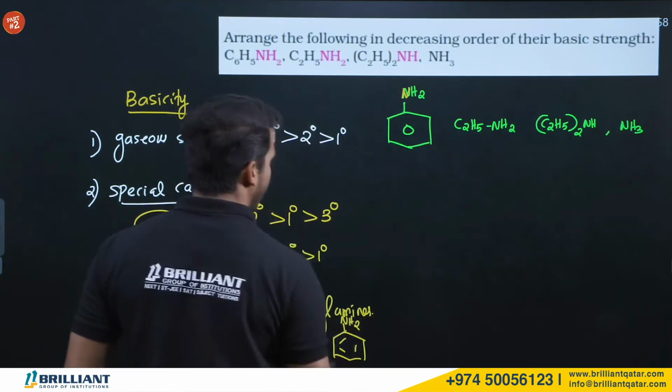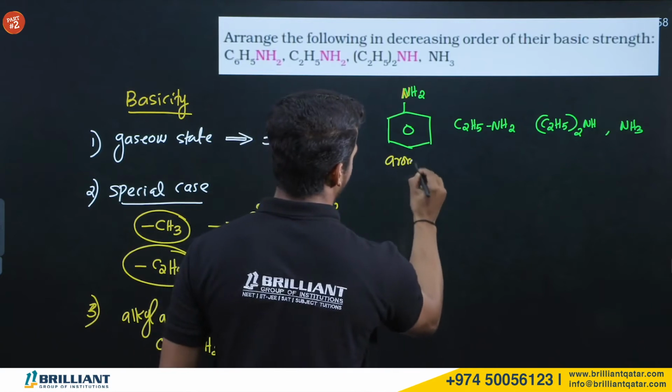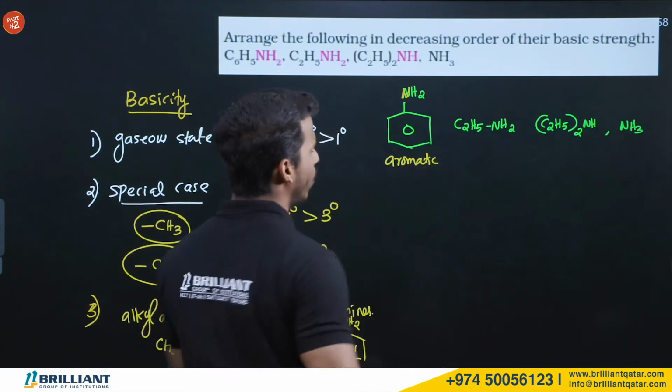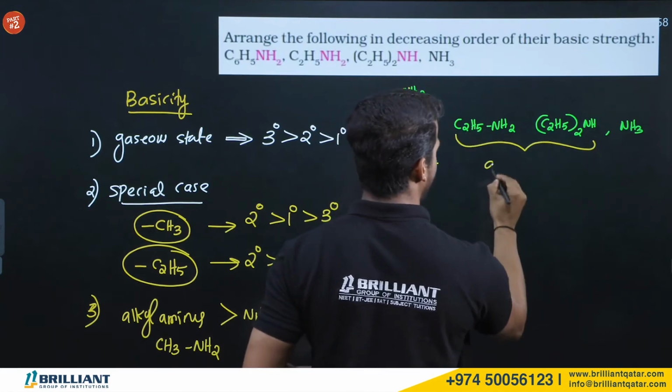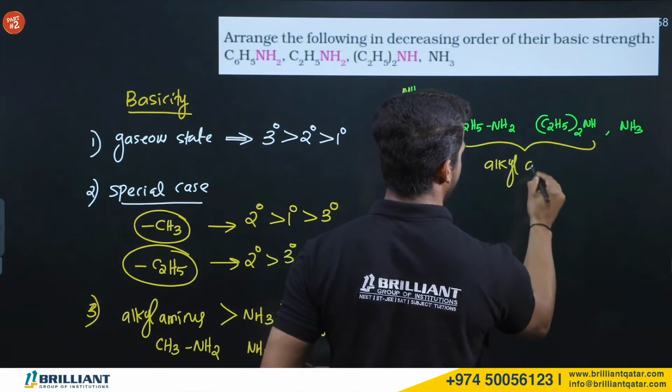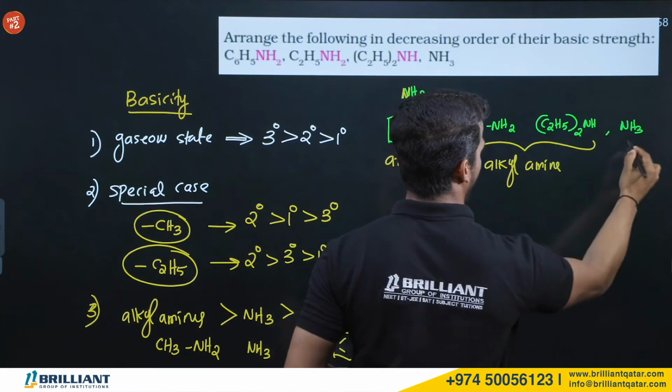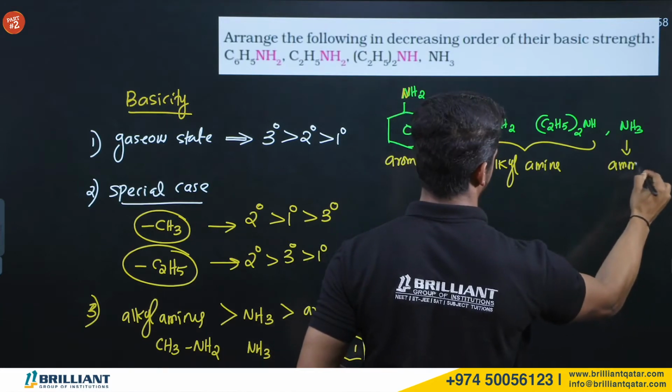So this is, we can say, an aromatic amine. What about these two? These are alkyl groups, right? These are alkyl amines. And what is this? This is our pure ammonia.